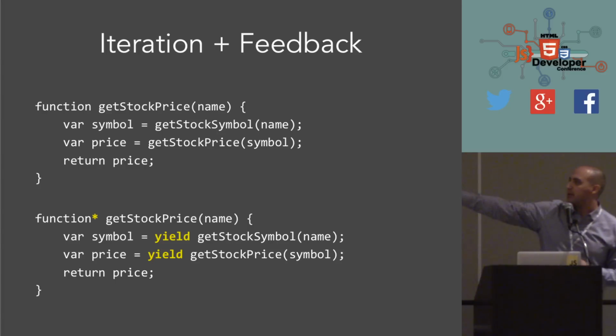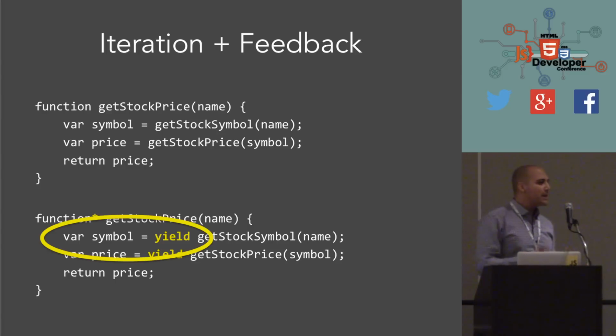This function, getStockPrice. Now all we need is a consumer for somebody to ask for an iterator and pull the first value out, which is going to be a promise. Then what they're going to do is fulfill that promise and send the value back in. Let's take a look at how this works. So all we need is somebody to drive this now.